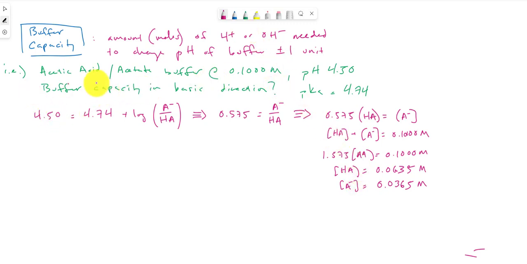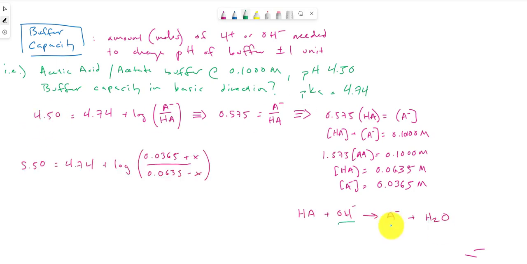But under the perturbation of this buffer capacity problem, we're being asked how much OH minus needs to be added to get this to shift from 4.5 to 5.5. So we rewrite this Henderson-Hasselbalch equation, replacing the 4.5 with 5.5. The pKa of 4.74 is unchanged, but now my ratio is going to change. The direction of change is either plus some amount x or minus some amount x. And remember, this is A minus over HA.